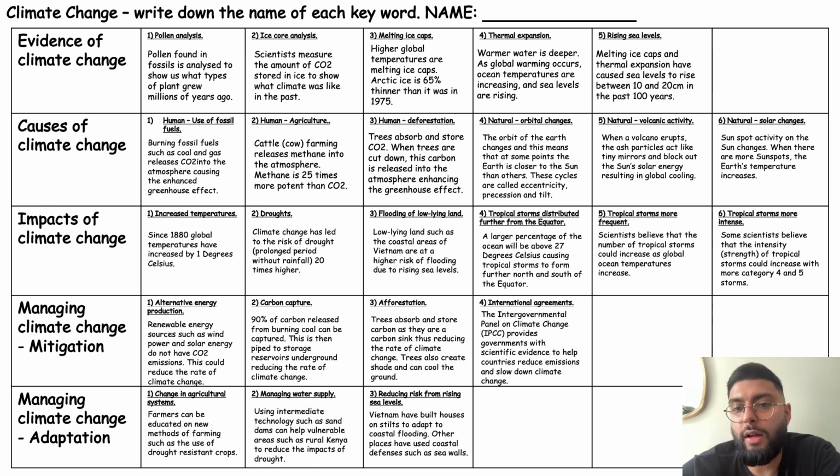So you would have learnt about houses called kampungs in year 7. People have built their houses on stilts to adapt to coastal flooding. Other places have used coastal defences, such as seawalls, which we learnt about at Lyme Regis. So that is an overview of the climate change topic using this dual coding resource.